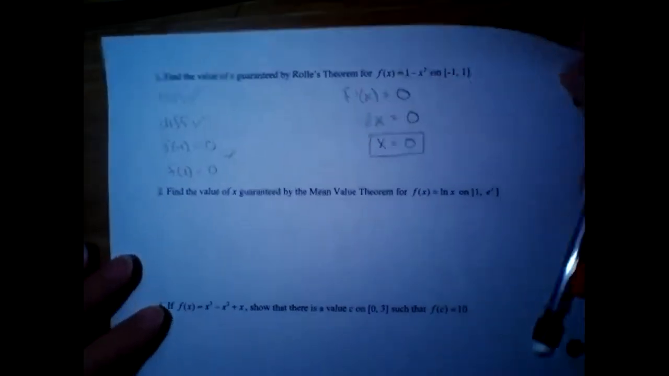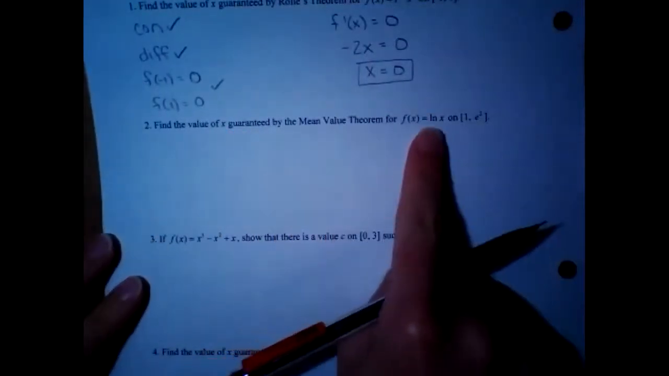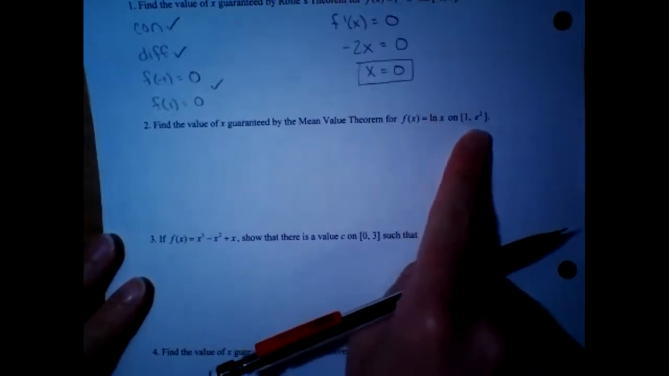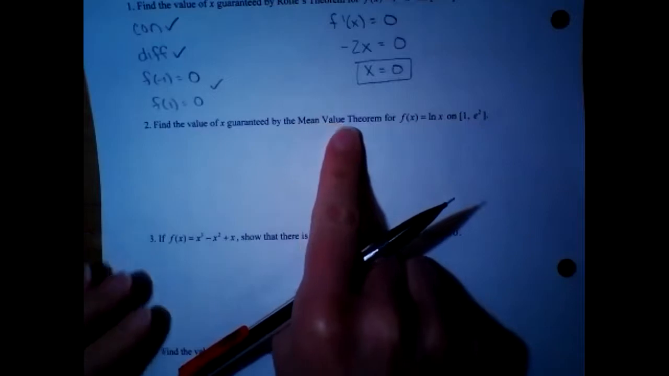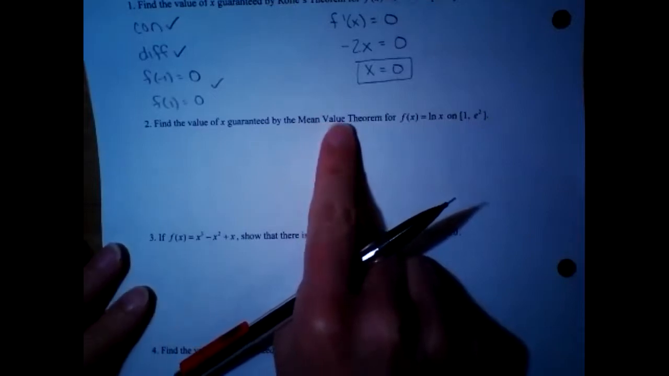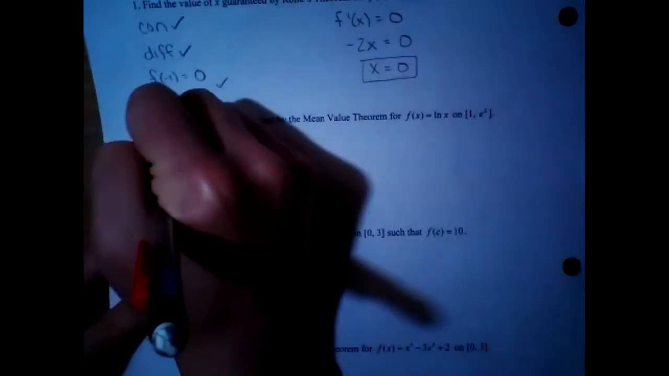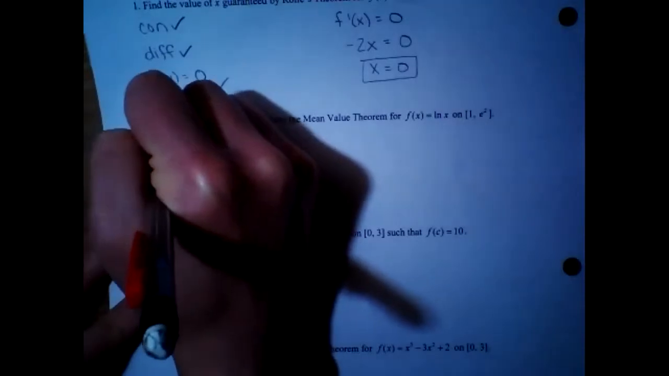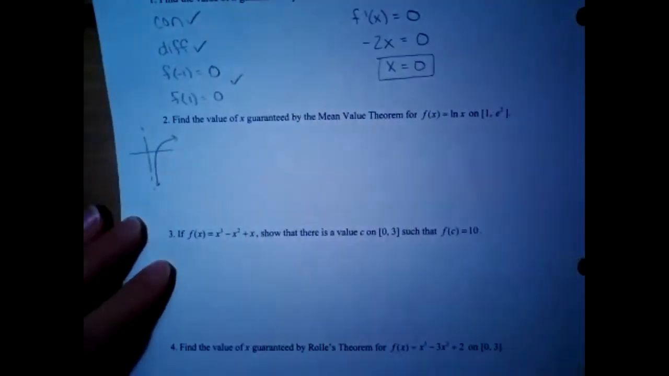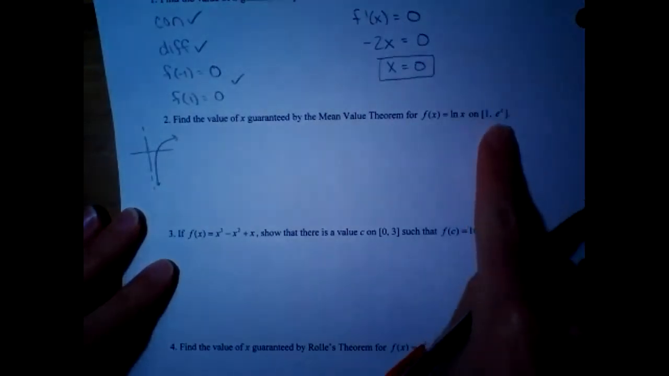All right, so number 2, find the value of x guaranteed by mean value theorem for ln of x on this interval. So this has 2 conditions. Function has to be continuous and differentiable. Now ln of x does have an asymptote, and it is at x equals 0. This is ln of x. It looks like a sideways swoopy kind of thing. So yes, there is an asymptote, but this is the interval that we're talking about.